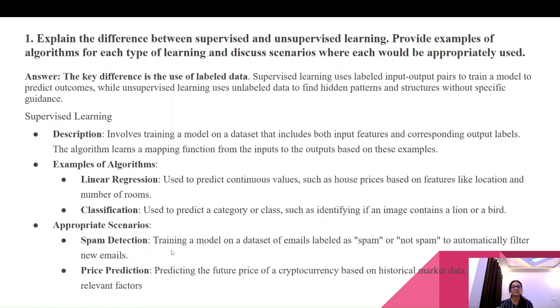Spam detection trains a model on a dataset of labeled data, emails labeled as spam or non-spam, to automatically filter new emails. Price prediction is predicting the future price of cryptocurrency based on the historical market data and other relevant features.